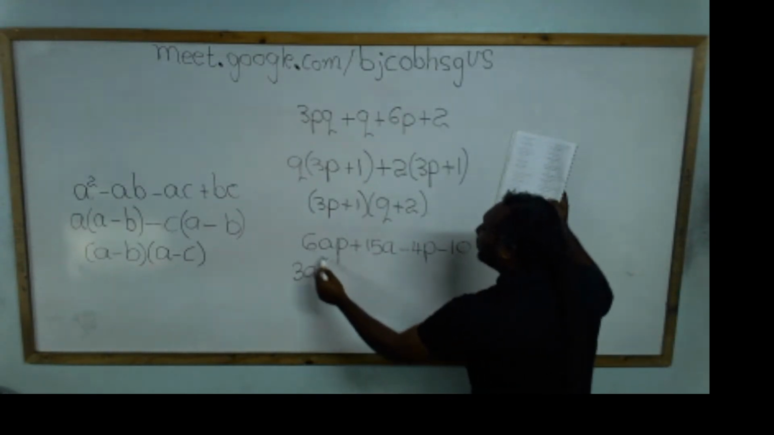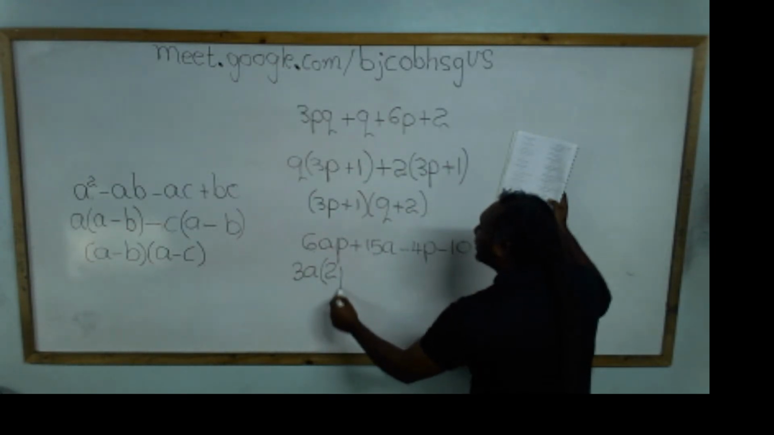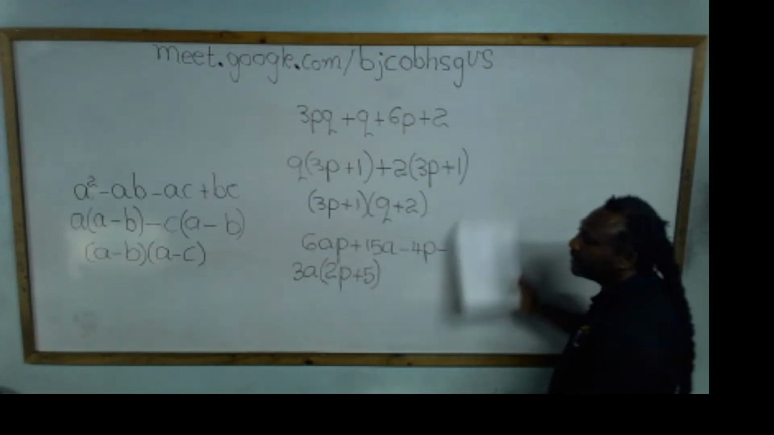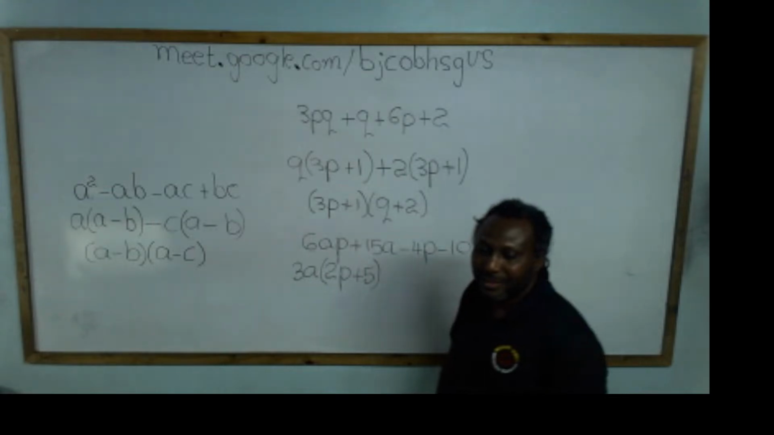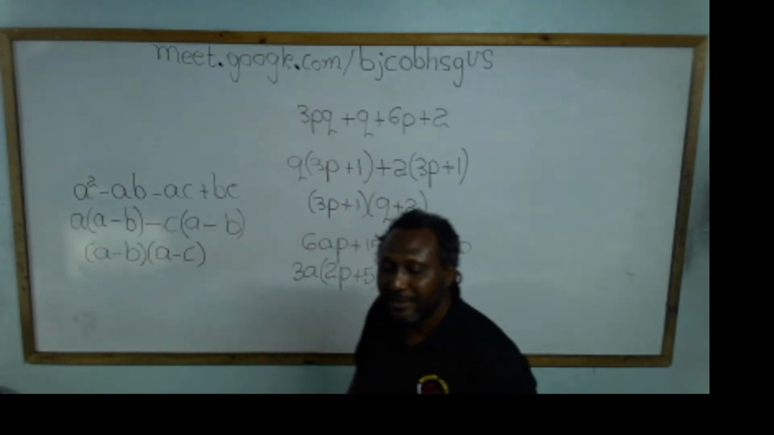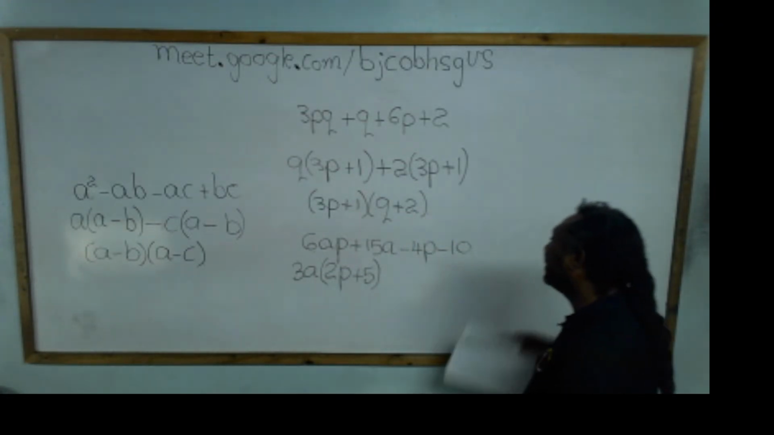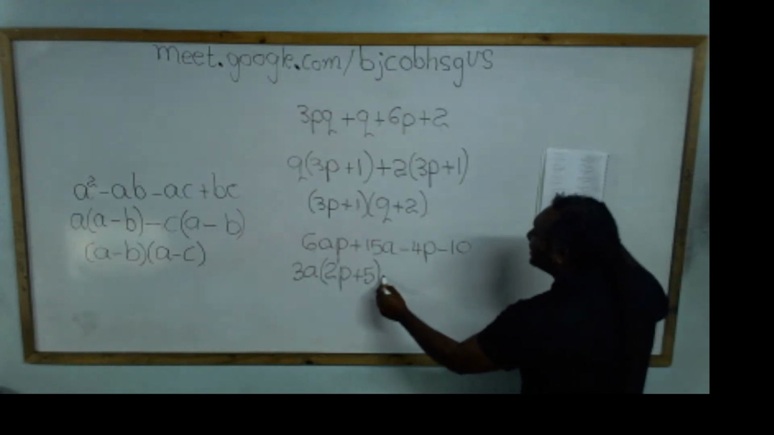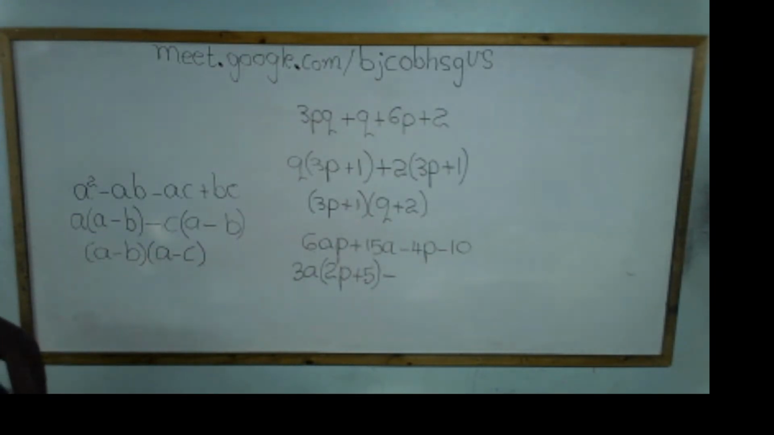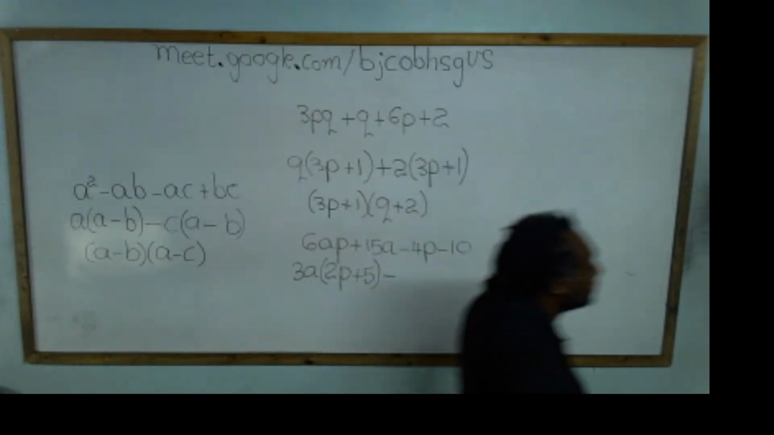3 into 6 will be 2. A will cancel A, and then the P returns. Then 3 into 15 is 5. Then the A will cancel A. That's it. And what should we do next? We have to begin with the sign that begins the second pair. And the sign that begins the second pair is a negative sign. Sure it is. A negative sign, no difficulty.